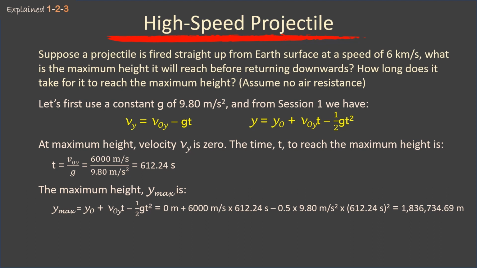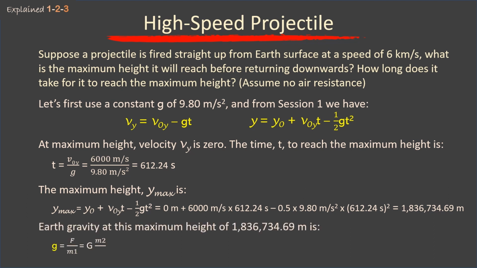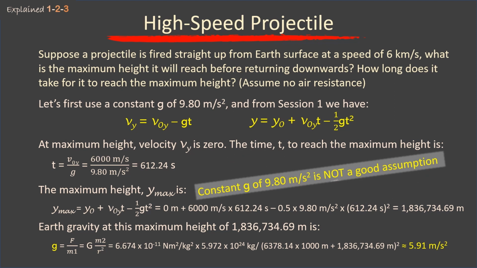Using Newton's law of universal gravitation, we can now examine what the actual Earth gravity is at this height to see if it is close to the 9.80 number we assumed. If it is, then the constant g is a good assumption, otherwise, it's not. As you can see, it turns out that the gravity g at this altitude is only 5.91 meters per second squared, far smaller than 9.80. Therefore, we cannot assume constant g in solving this problem.